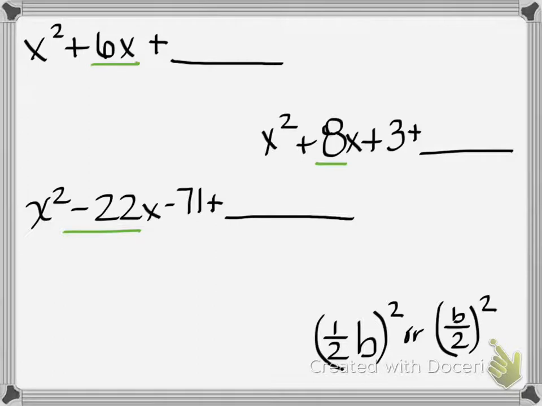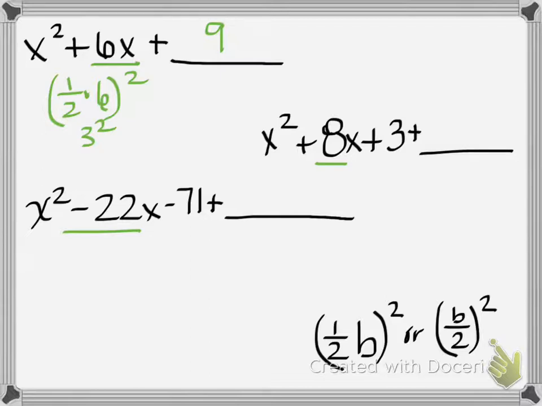Starting here, what is half of 6? Half of 6, and then squared. Half of 6 is 3. 3 squared is 9. We just completed the square here to give us a perfect square trinomial. The answer there would be 9.